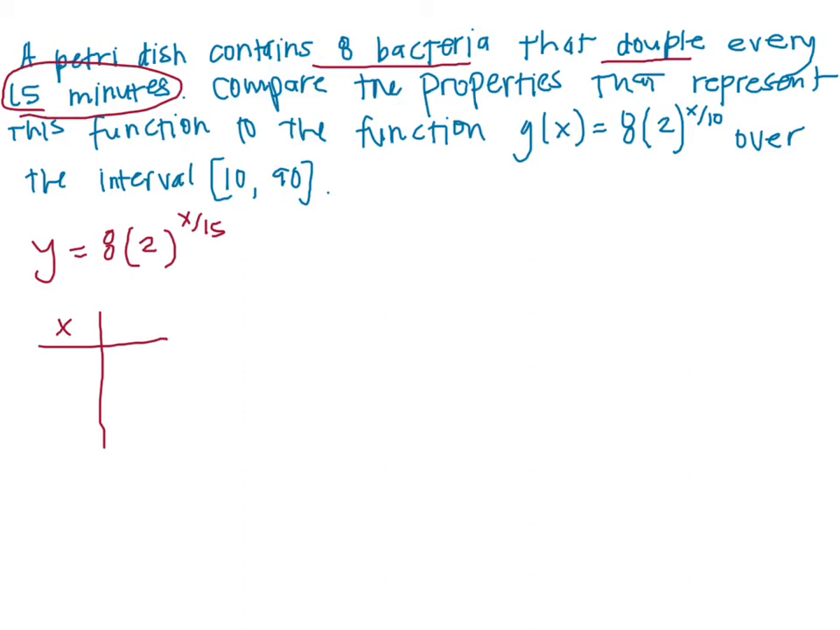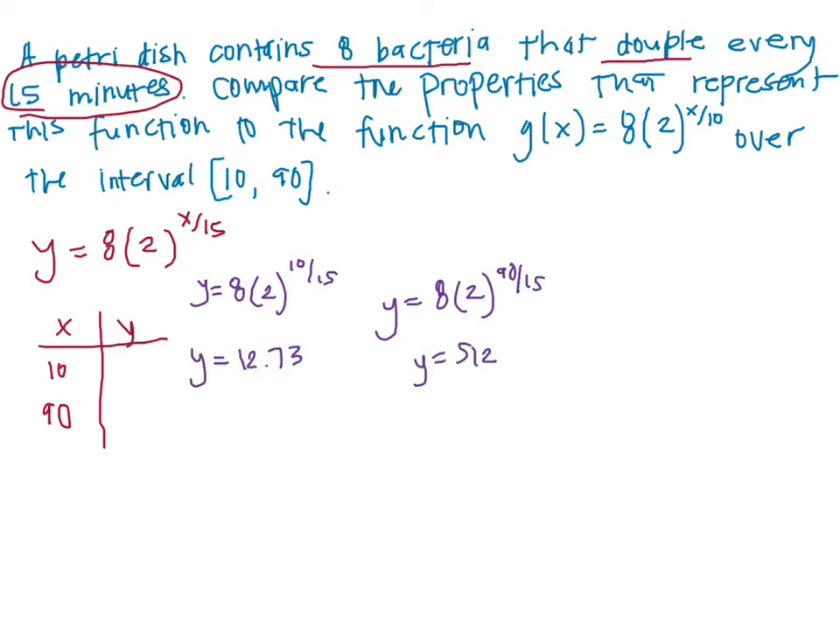So on my table, I'm going to have x values of 10 and 90. And to calculate what my y values are going to be, I will plug 10 in place of x, and then I will plug 90 in place of x. So when I use my calculator, I end up with the numbers 12.73 and 512.